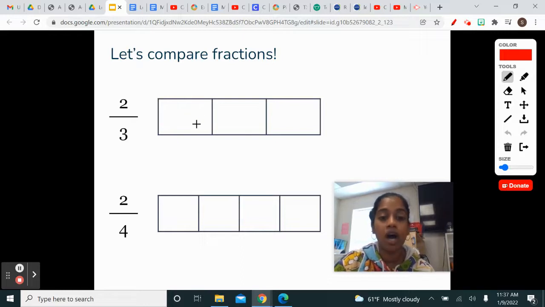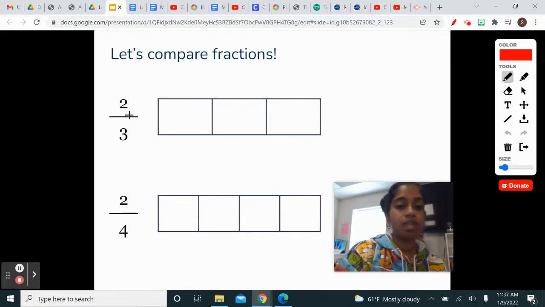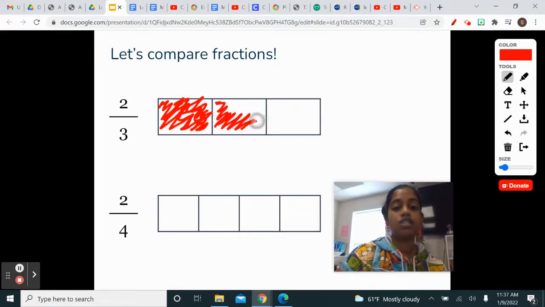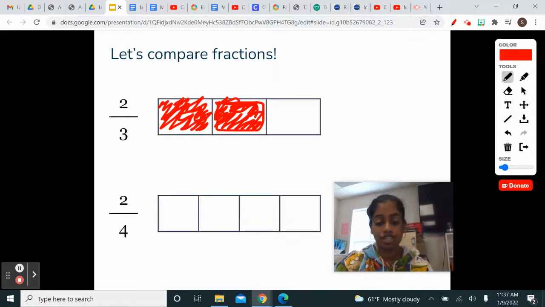So let's go ahead and count them. 1, 2, 3, right? Exactly. So that matches our denominator. Now, our numerator, our number on the top, is telling us how many of those pieces I have. So let's shade in our pieces. Our numerator is telling me I have 2 equal pieces. So let's shade that in. 1 and 2. Fantastic. So I have 2 of my thirds shaded in.